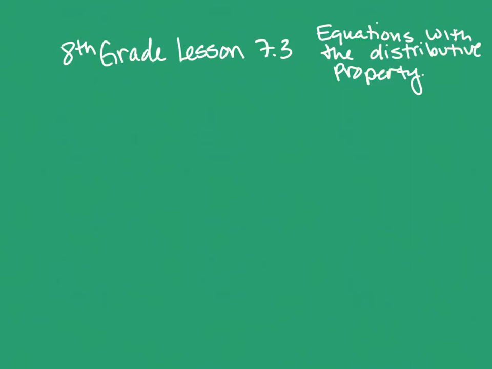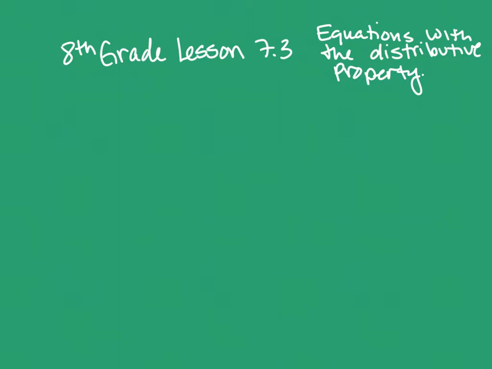8th grade lesson 7.3 is equations with the distributive property. These look way more monstrous than they really are, as long as you recall to take things bite by bite, little by little, not try and do everything at once. Sort of like cleaning a room. You don't try to pick up everything at the exact same time. You start on one side and you move to the next.